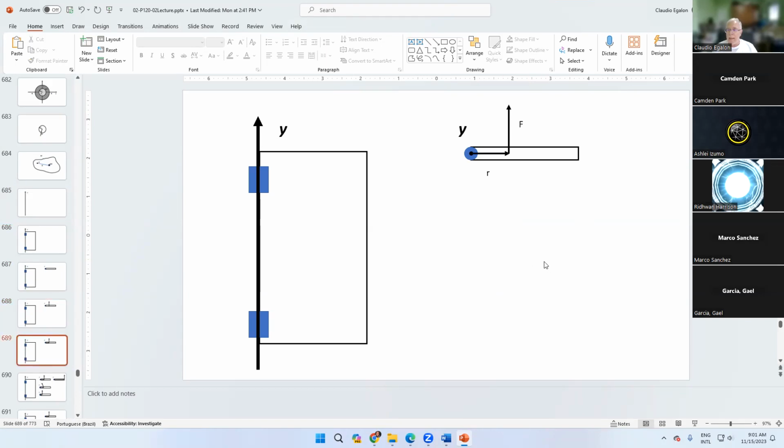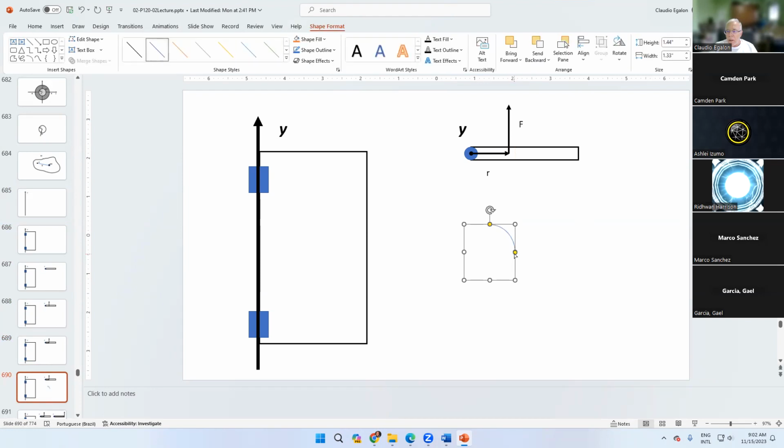Okay, this is the vector position R. And when we do something like that, we do generate a torque. The door will tend to rotate along this direction because of the torque. This is going to be a counterclockwise torque.